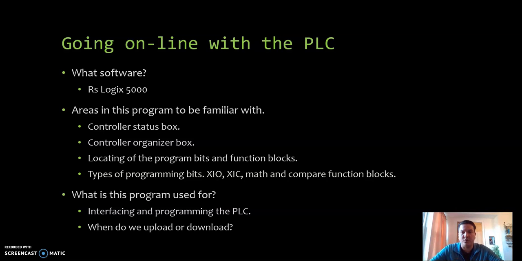And then the controller organizer box, which is the tree down on the left, typically across the left side of the program, where we can find our main PLC program. We could also find our main program tags, which is all of the programming bits for inputs and outputs, as well as internal control relays and things of that nature. We could also find our VFD communications path.